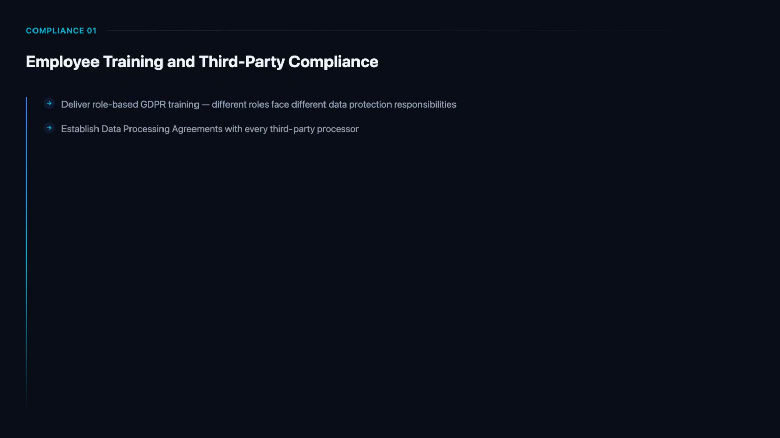Establish formal data processing agreements with every third party that processes personal data on your behalf. These agreements must specify the scope, purpose, security measures, subprocessor rules, and breach notification obligations. The course provides a DPA template you can adapt.